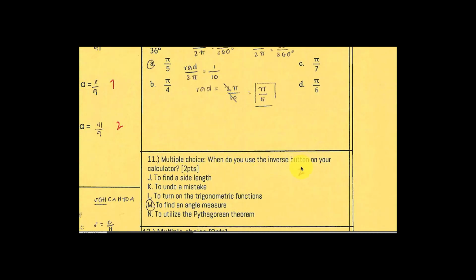Multiple choice, when do you use the inverse button on your calculator? That is to find an angle measure. M is the correct answer.